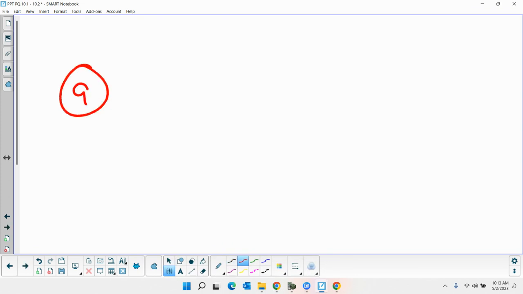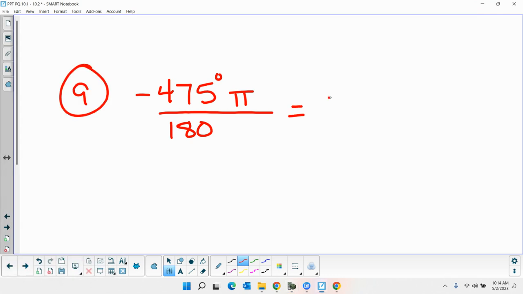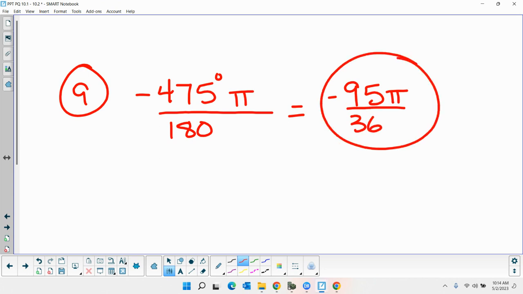Was changing it from degrees to radians. So this is when I showed you to make the division bar, put pi next to the number, and then 180 in the bottom. Then all we need to do is put in our calculator 475, or negative, I guess, 475, divided by 180. And instead of leaving it as a decimal, let's write it as a fraction. So you hit the math button and enter twice. So you get negative 95 pi over 36. Don't forget that pi is part of our answer. That's in radian form.